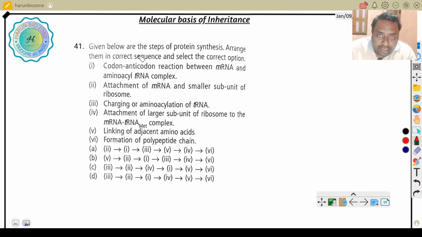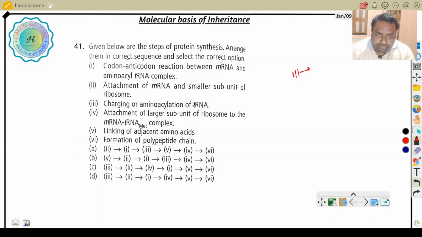Next question, given below are the steps of protein synthesis. Arrange them in correct sequence and select the correct option. These are the steps of protein synthesis or translation process, haphazardly arranged here. So arrange them sequentially. Okay, first, charging of amino acyl tRNA.